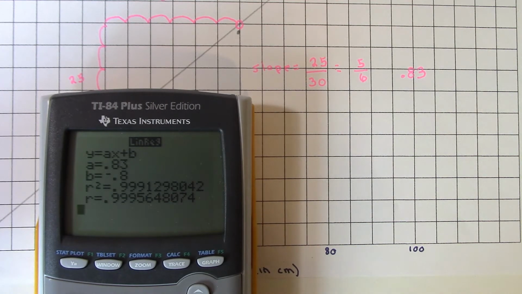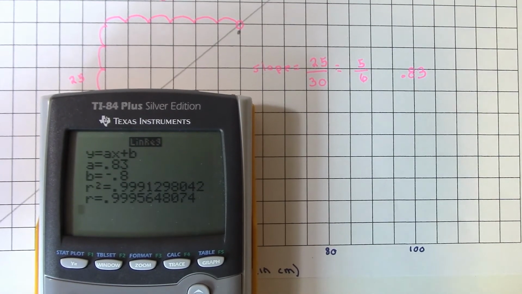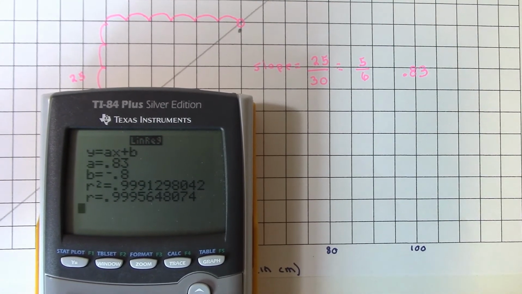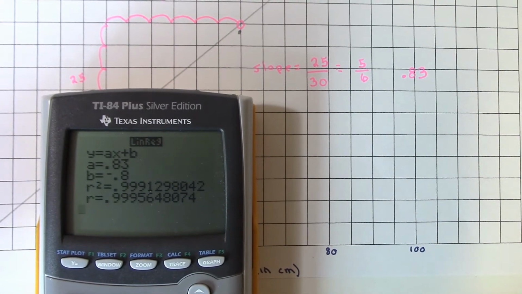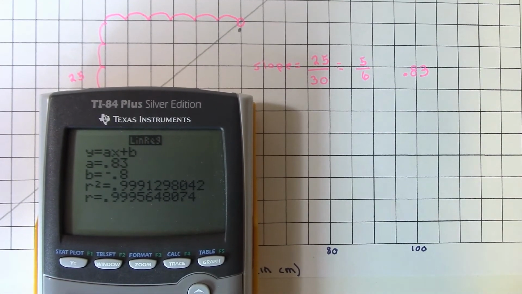Or 8 millimeters. So that's really, really small. It's really close to 0. And my R is 0.999. So I have a very, very strong correlation with the golf ball. And the slope was 0.83. Because we're going to compare the slopes for the 4 different balls that were used.